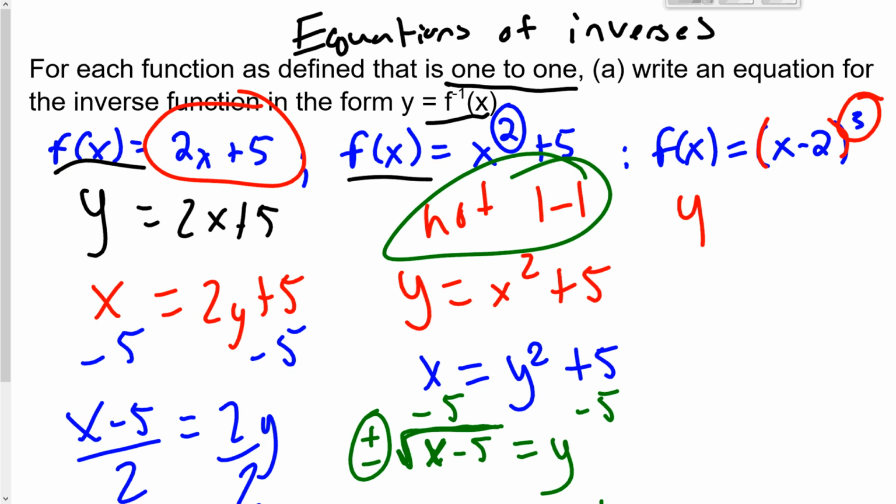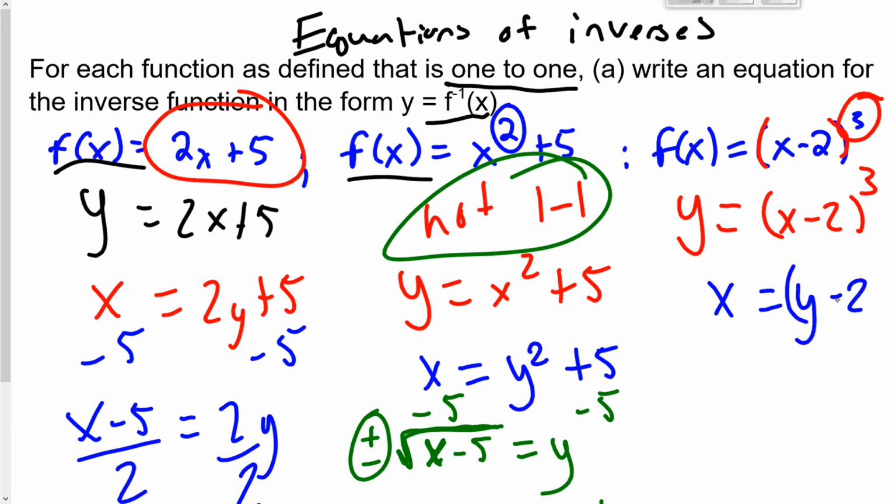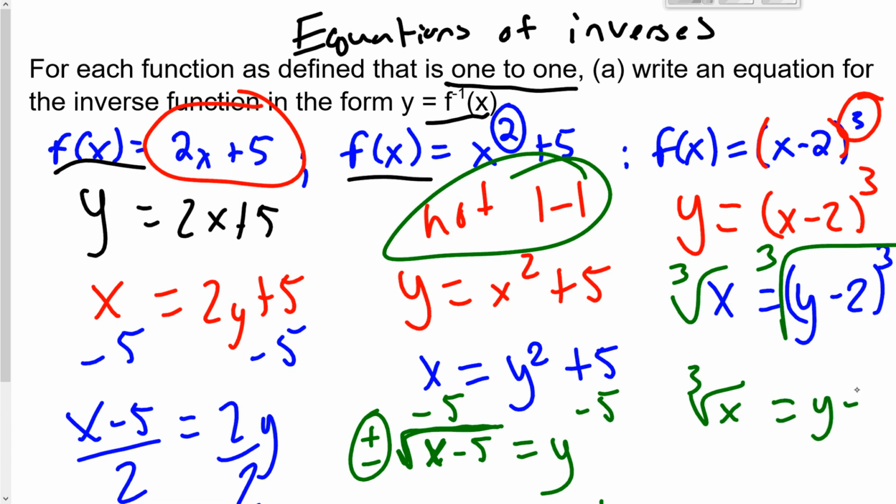So we exchange: y equals x minus 2 quantity cubed. And then we go ahead and exchange our x and y, or interchange. Get rid of the cube first, right, because it's on the outside. So we cube root. So we have the cube root of x equals y minus 2.